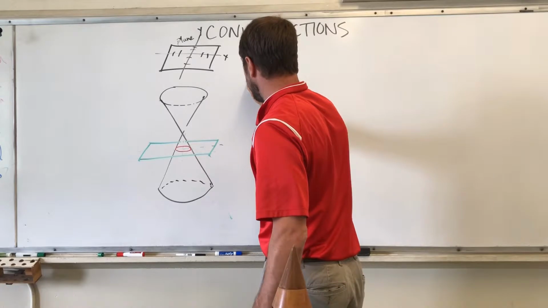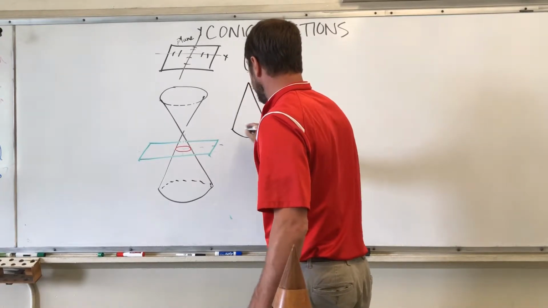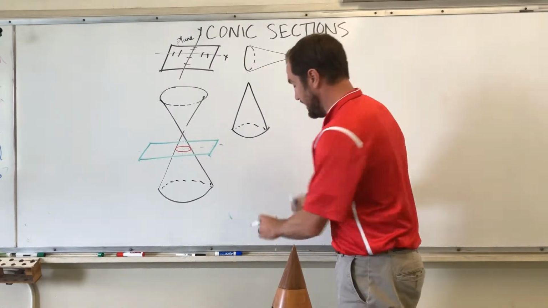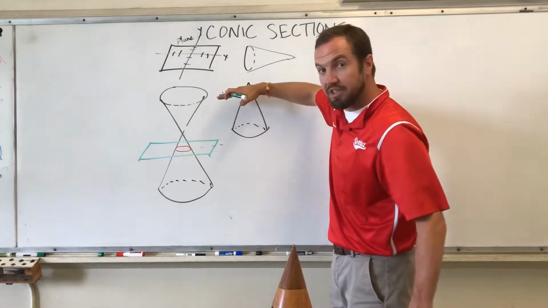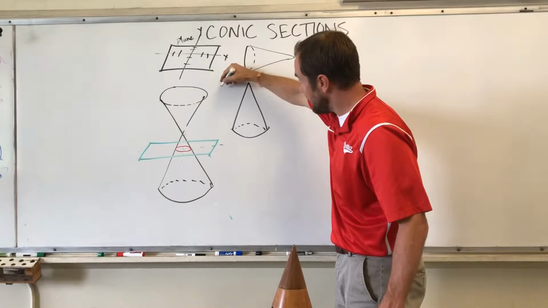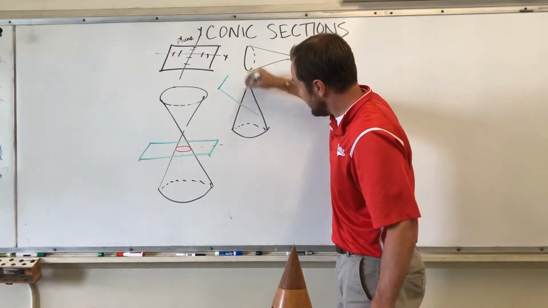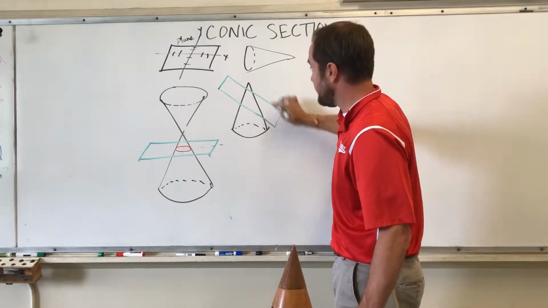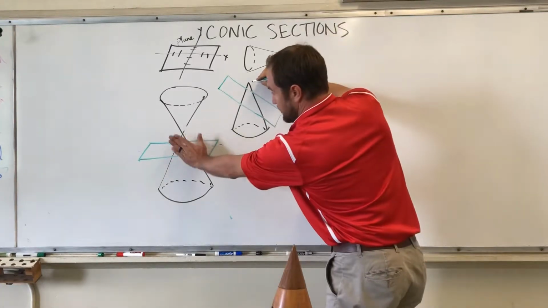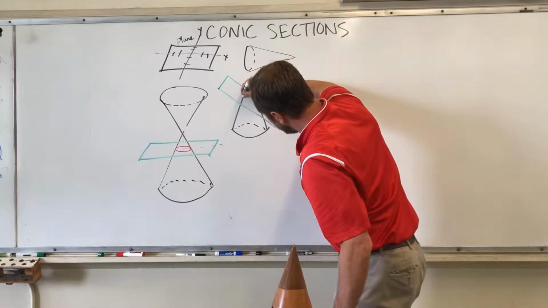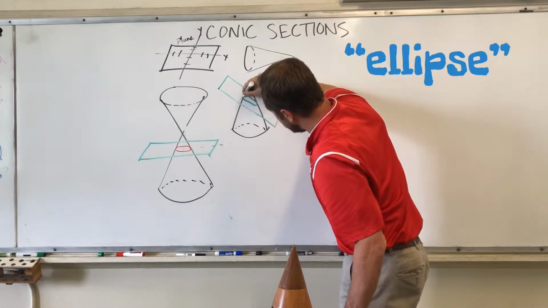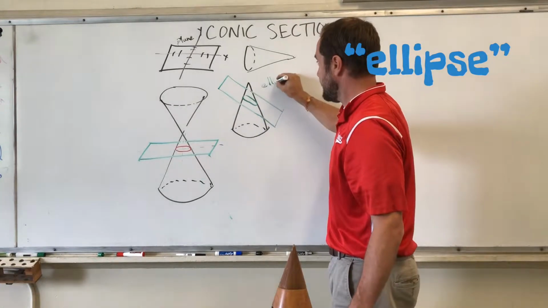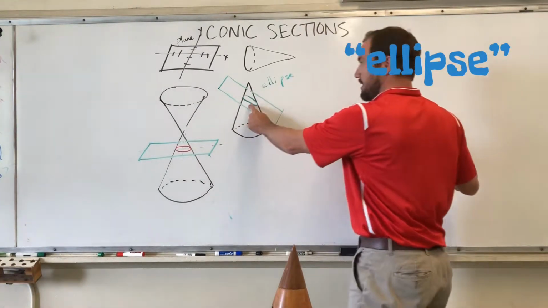I'm just going to use a single cone here to talk about another shape. This way you can see what I'm doing with the instrument that I'm using. I'm going to take another flat surface, but this time I'm going to put the plane on an angle. You'll see we get a different shape here. Because this tilts, our circle is now going to stretch and look more like an oval. This is where we get the ellipse shape that we talk about.